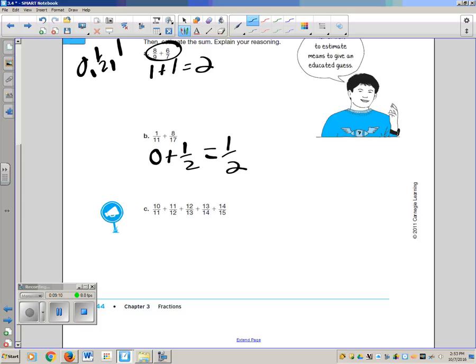C, 10 11ths, really close to 1. 11 twelfths, 1. 12 13ths, 1. 13 14ths, 1. 14 15ths, yes, it's 1. 1, 2, 3, 4, 5. A good estimate for C is 5. Would the actual answer be more than 5 or less than 5?